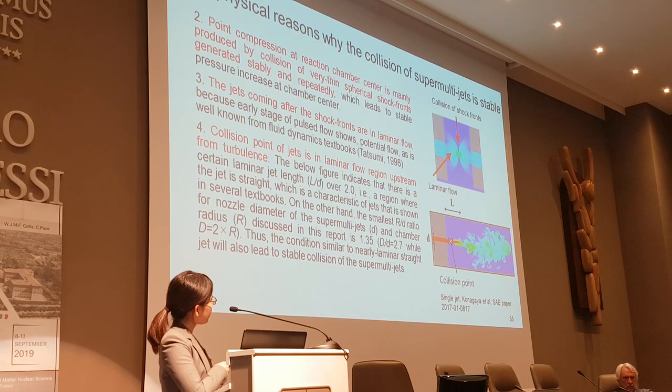And the fourth point is that this is a computation result for a single jet injected into ambient pressure chamber. And you can see that before the turbulence occurs, there is a certain length where the jet flows in a straight direction. And this length is over 2.0, which is a characteristic of jets that is shown in several textbooks. On the other hand, the smallest R by D ratio shown in this research is about 1.35. Thus, the condition similar to merely laminar straight jets will also lead to stable collision of the super multi jets.